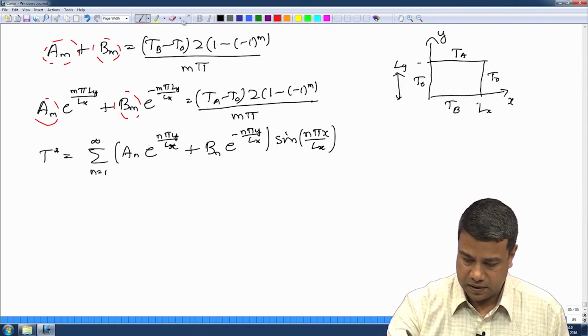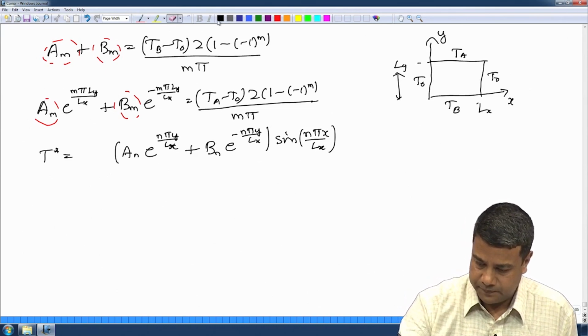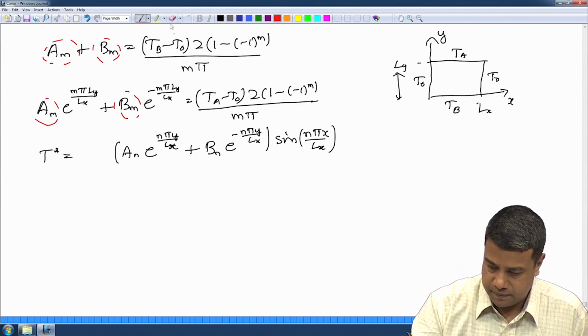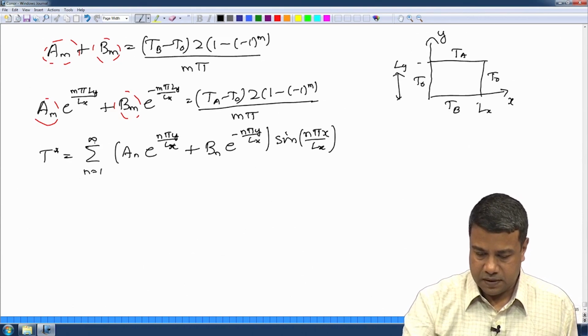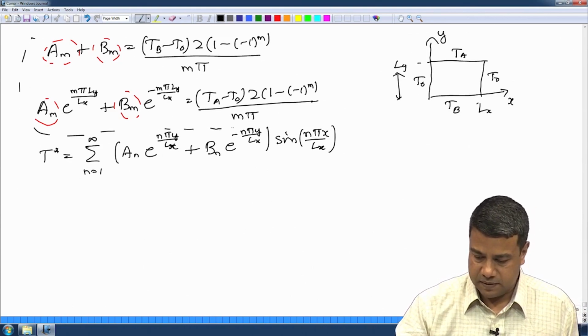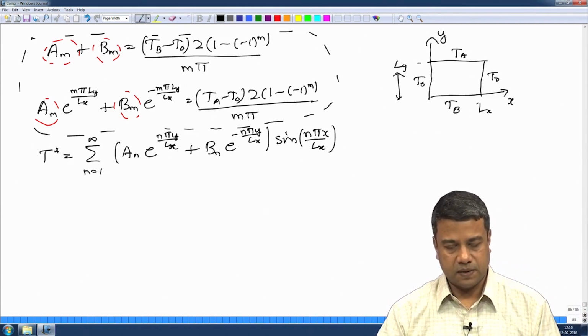I am sorry, I should correct this one. Okay. So, I get two equations for these two constants. Okay. I can solve them simultaneously in order to get Am and Bm.